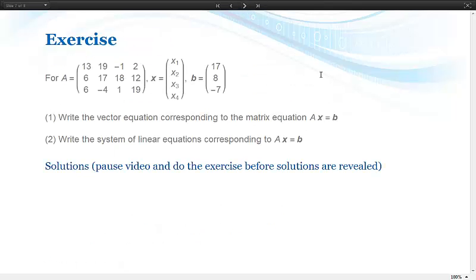So here's an exercise. Given the matrix A, which is 3 by 4, the vector of variables x, which lives in R4, and the vector of constants b, which lives in R3, write the vector equation that corresponds to the matrix equation Ax equals b. That's what linear combination of vectors do I need to produce b. And write the system of linear equations that corresponds to the matrix equation Ax equals b. So please pause the video, work these exercises, and then when you continue the video, we'll reveal the solutions.